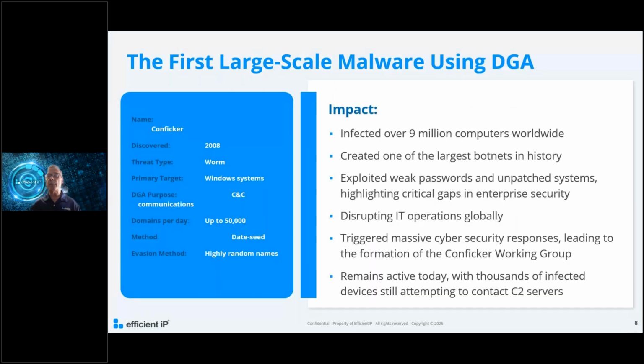Let's take a look at probably the most infamous DGA-related cyber attack, Conficker. It was first discovered back in 2008, and it infected over 9 million devices, forming a massive botnet. It exploited weak passwords and used DGAs to evade detection by generating 50,000 domains daily at its peak. It disrupted IT operations globally, and thousands of devices remain infected even today.